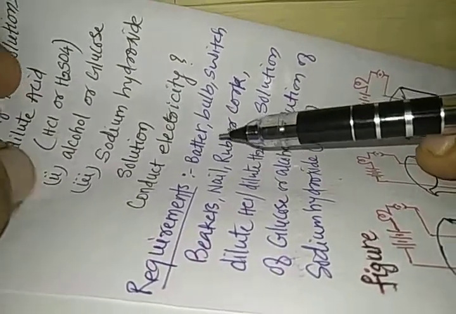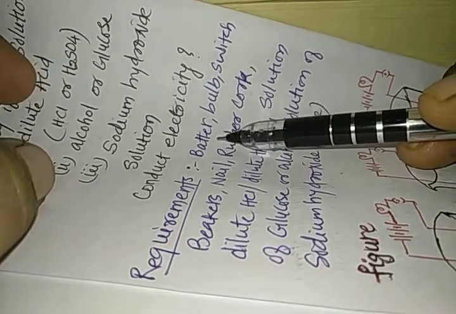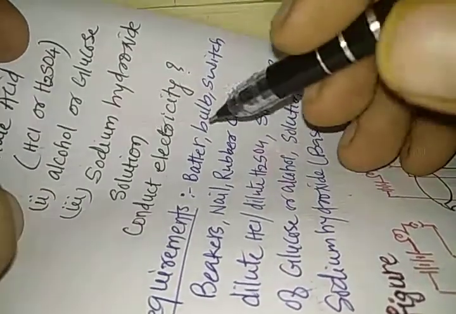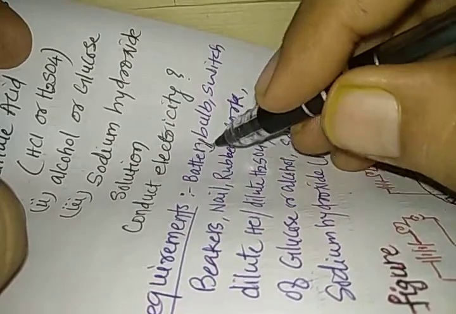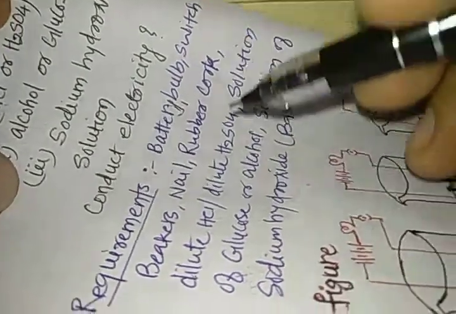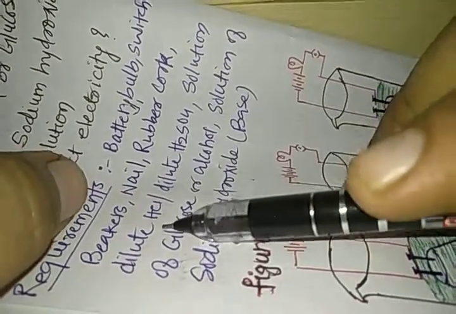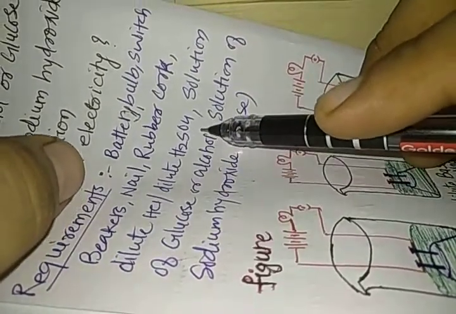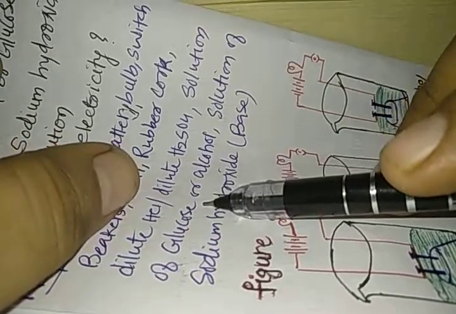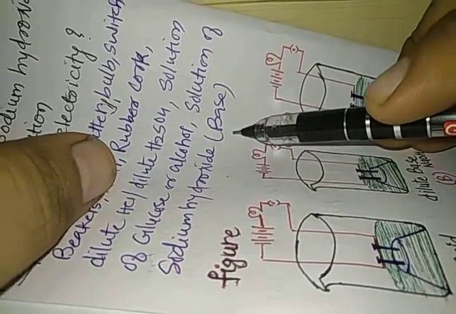So for that particular activity, we have the requirements like the battery. We should have the battery, then the bulbs, then the switch and beakers and nails and rubber cork, dilute hydrochloric acid or dilute sulfuric acid, solution of glucose or solution of alcohol, or the solution of sodium hydroxide, which is a base.